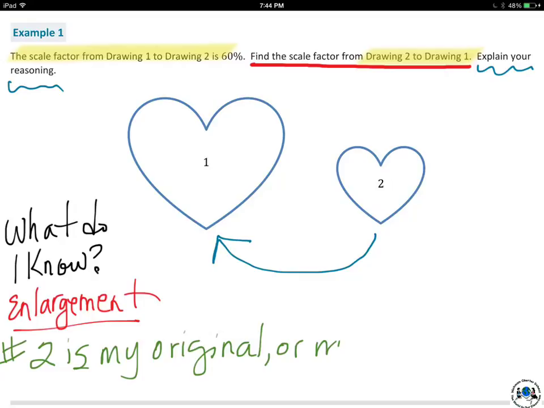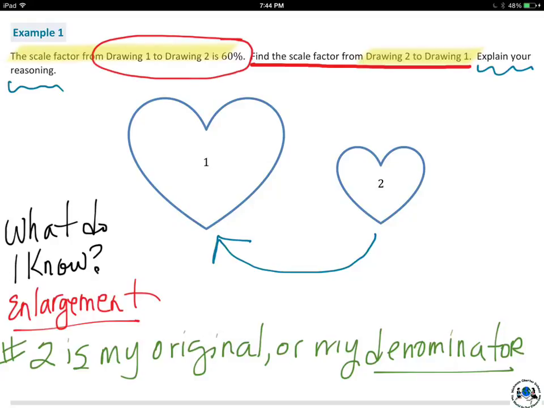Now, when I'm figuring this new scale factor, going from 2 to 1, I'm going to be using the value that I have from 2. I'm going to use that as my denominator. Now, where am I going to get this from, you may ask? Well, I'm about to show you. We're going to use what we already figured from drawing 1 to drawing 2. We've already calculated that going from drawing 1 to drawing 2 is a scale factor of 60%. Of course, that's a reduction.